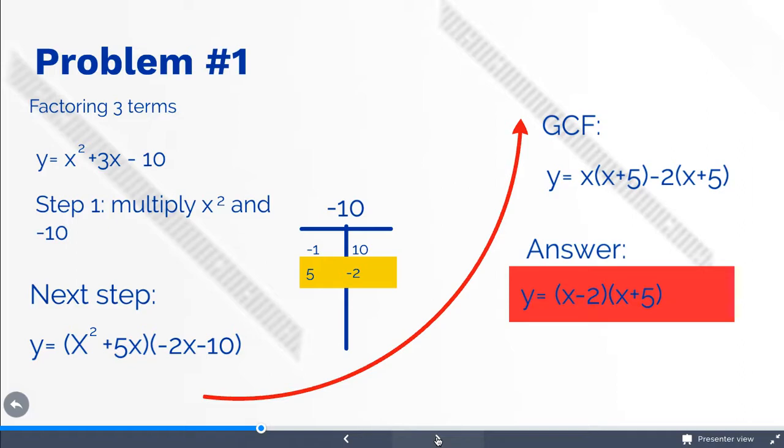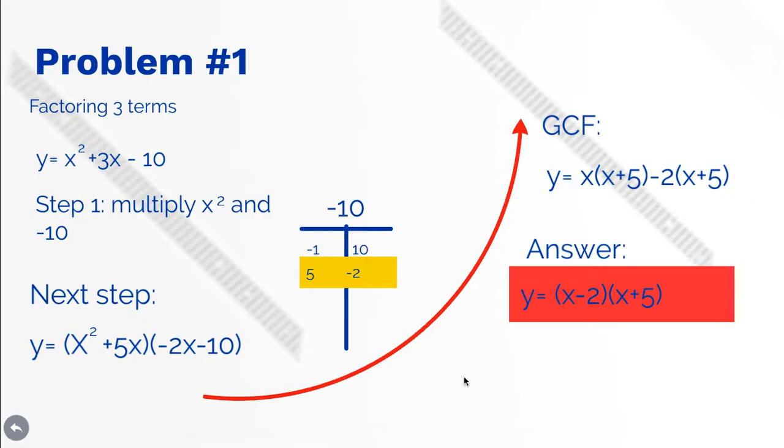Okay, so I'm going to be talking about problem number one. This is an easy one to start. It's y equals x squared plus 3x minus 10. Step one, you multiply x squared and negative 10. As you see by the t-chart, we just figure out different things that can multiply to negative 10. We had negative 1 and 10, and then we found that 5 and negative 2 equal this middle number of 3, which is b.